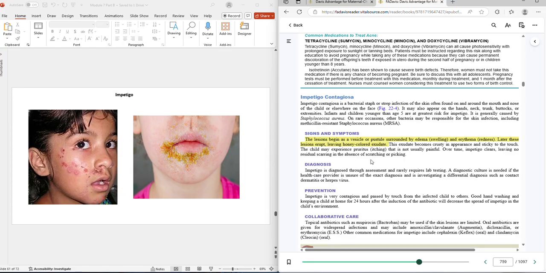So if you see or have a question on NCLEX or an exam about a honey-crusted lesion, sticky exudate, they're talking about impetigo, and you can see this is what it looks like later on. Okay, once they erupt, it starts out and they erupt and they have that honey-crusted lesion.